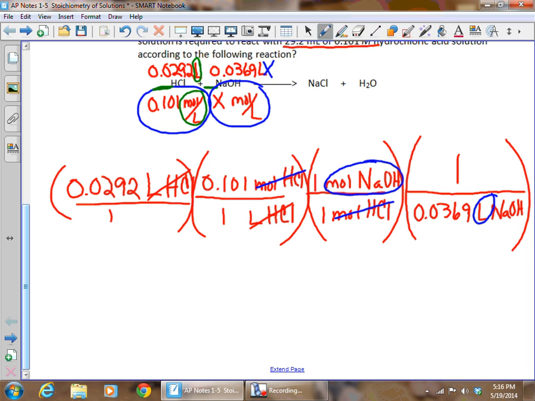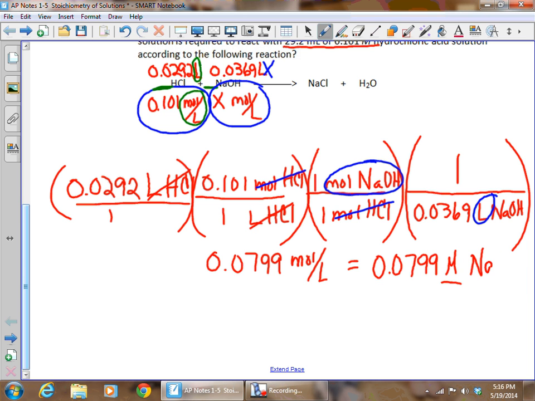And when we work this out to 3 sig figs, we end up with 0.0799 moles per liter. And when we report it, we want to go ahead and go back to molarity, because that's the common way to report this. 0.0799 molar NaOH.